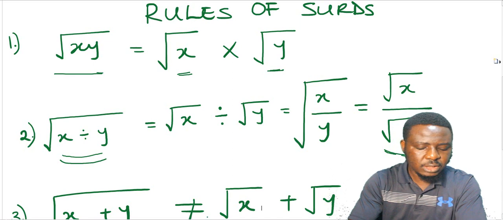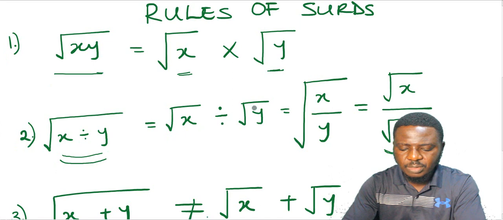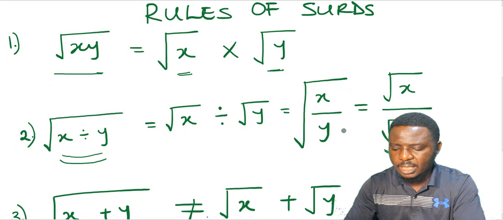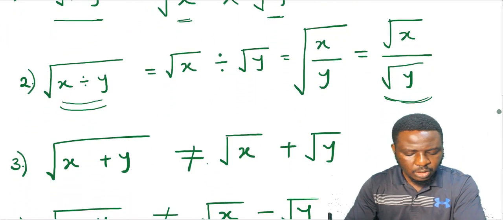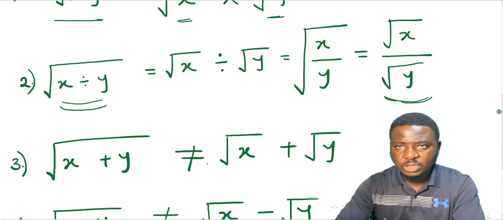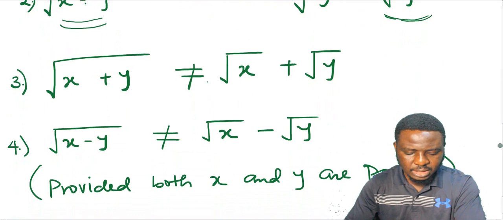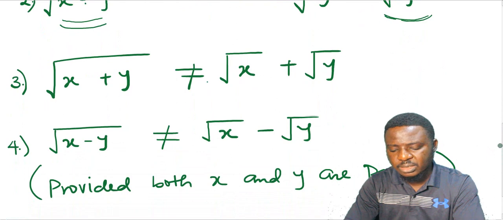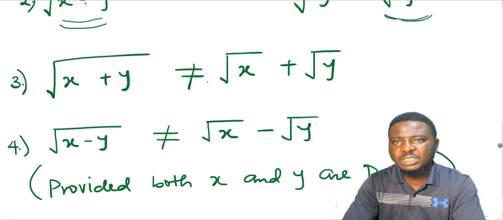And we also looked at root x divided by root y, which is said to be root x divided by root y, which can be simplified to be square root of x over y, and that can also be simplified to be root x over root y. I also informed us that root x plus y is not equal to root x plus root y, as well as root x minus y is not equal to root x minus root y. We said provided both x and y are positive.